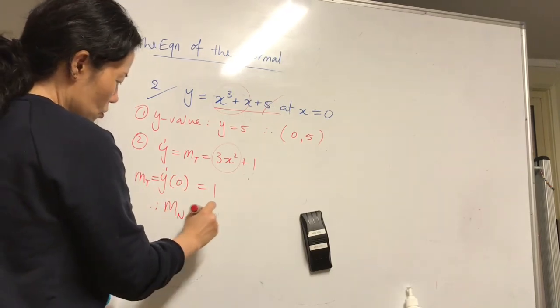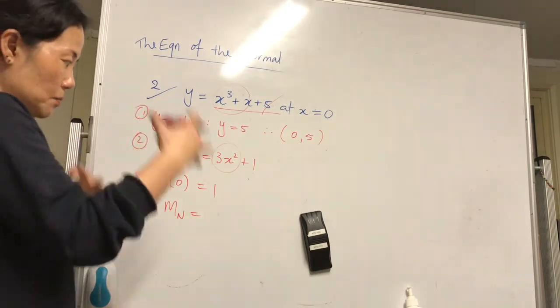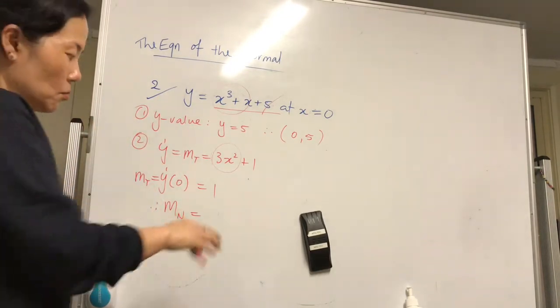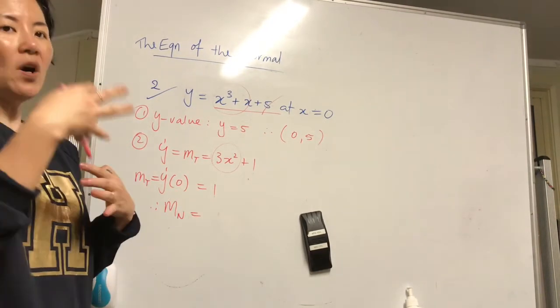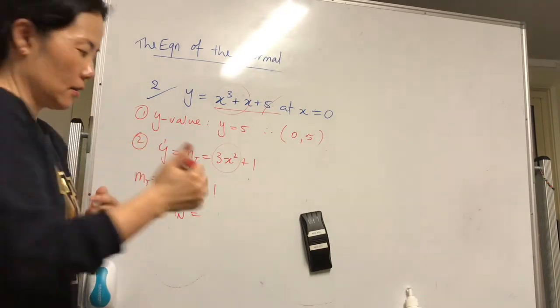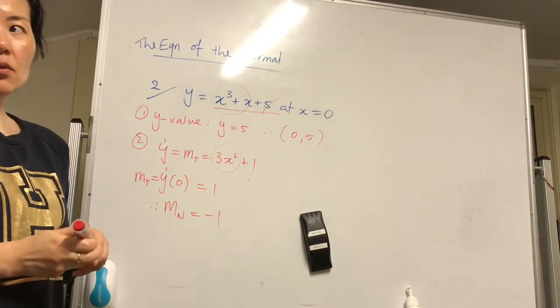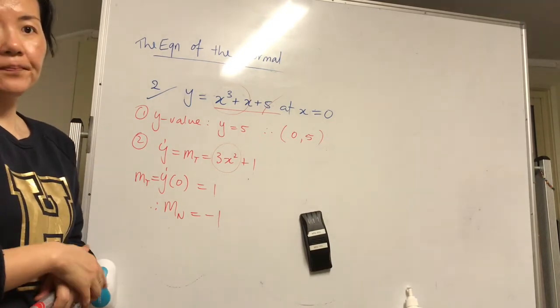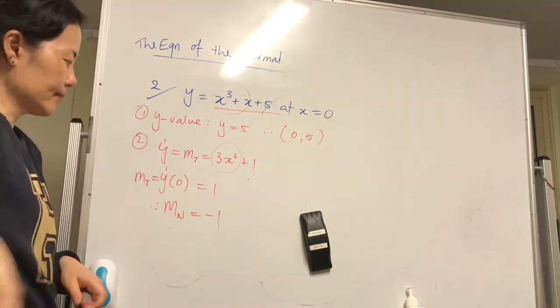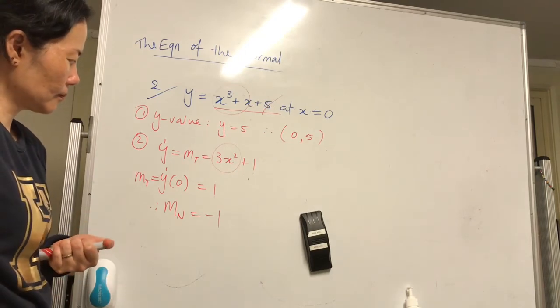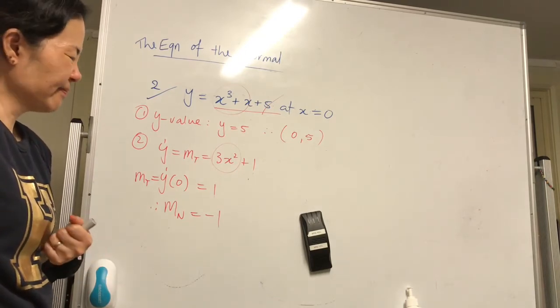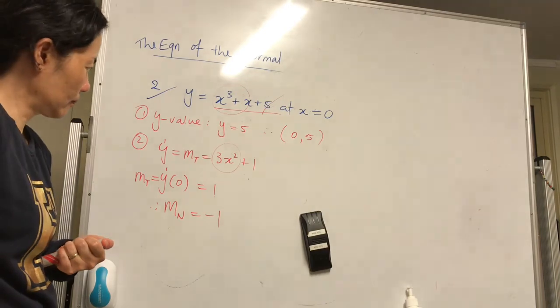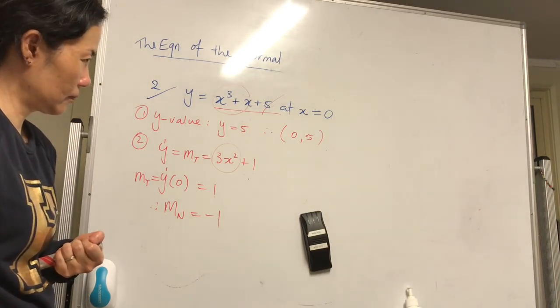What is your normal gradient? Negative reciprocal. If you flip 1, it would still be 1, wouldn't it? So your gradient of the normal will be minus 1. Wait, what? Yes, question? So y equals mx plus b would be 5 equals... no, 1.